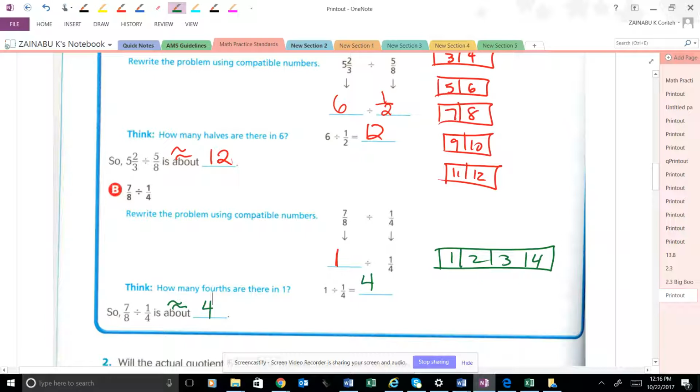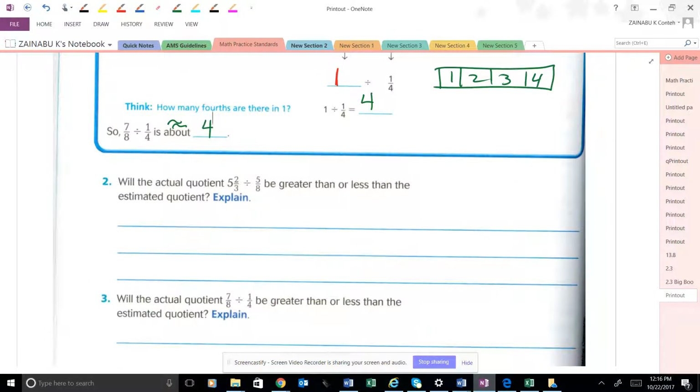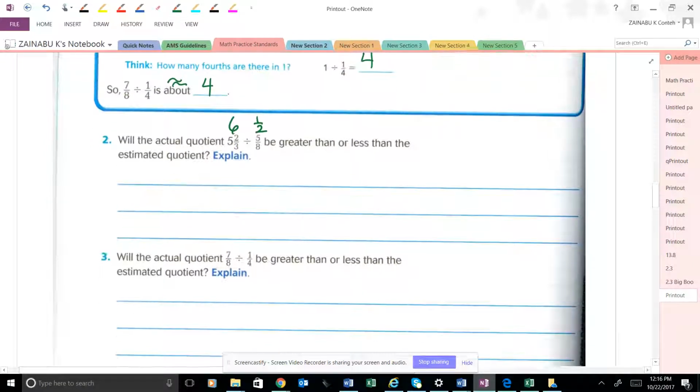Questions here I'm going to have you do on your own because I really want you to think about this: will the actual quotient of 5 and 2/3 divided by 5/8 be greater than or less than the estimated quotient? Remember we used the compatible numbers of 6 and 1/2. So do you think the actual answer is going to be less than or greater than the estimate? And then the actual quotient of 7/8, which remember we used the compatible numbers of 1 divided by 1/4, will it be greater than or less than the estimated quotient?